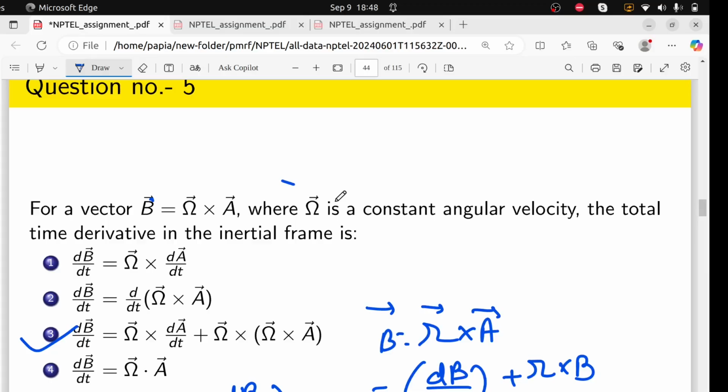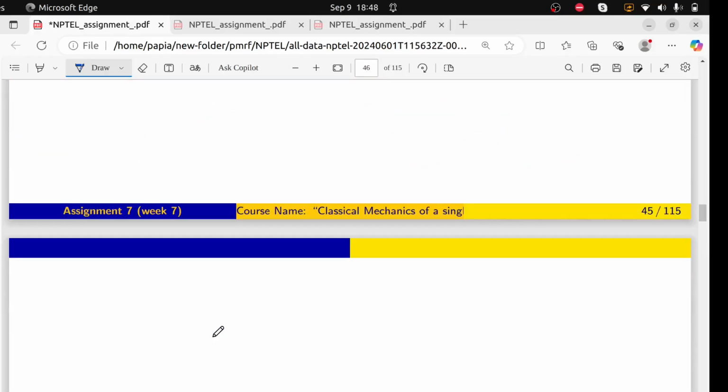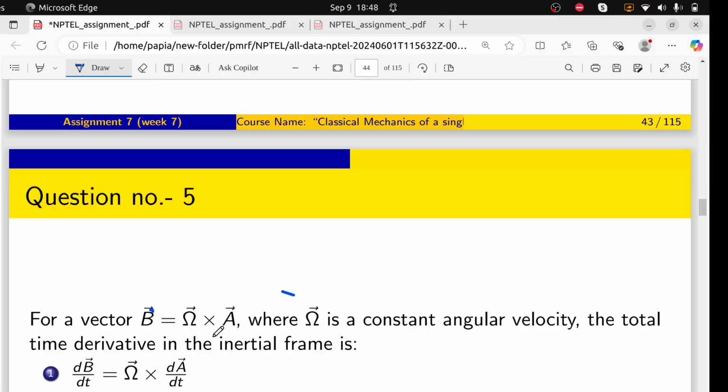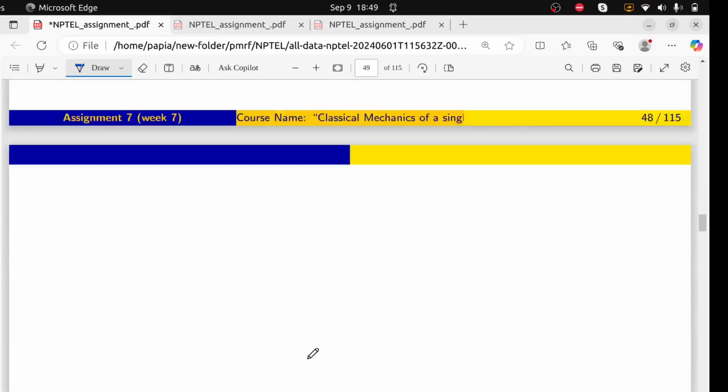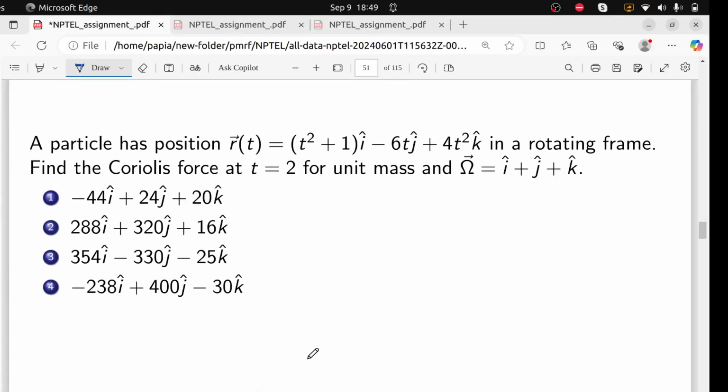So omega cross b means omega cross a will be there. So in that sense option number 3 is correct. But obviously in this year's week number 7 assignment I can share the complete information they have given according to what they are going to ask. So according to that one, that is exactly correct, no problem. Okay, now coming to the 6th question. A particle has position r as this one in a rotating frame. Find the Coriolis force at t equals 2 for unit mass, and omega is this one.